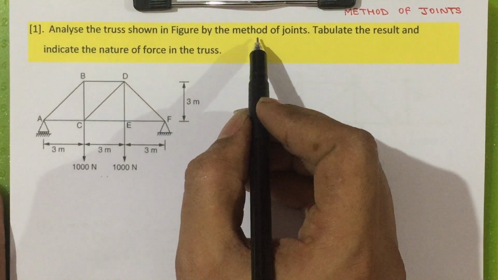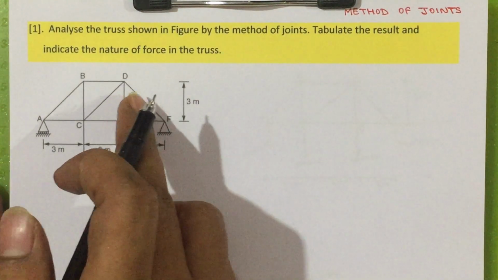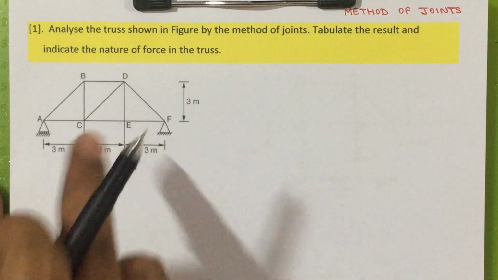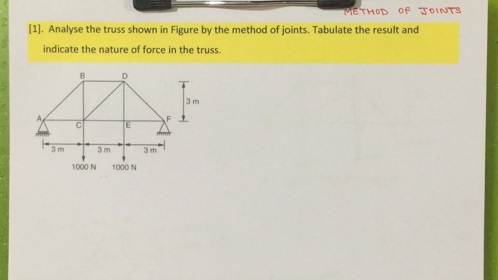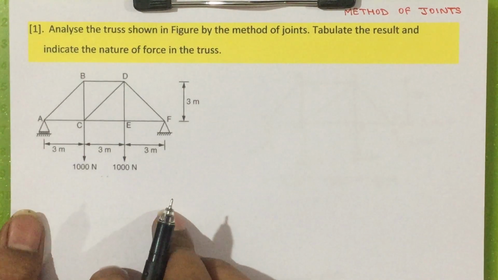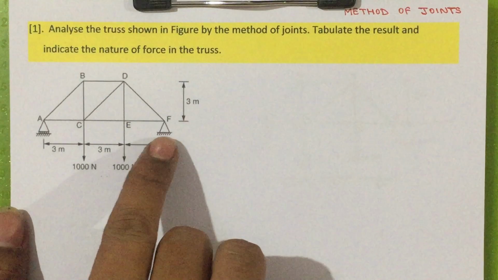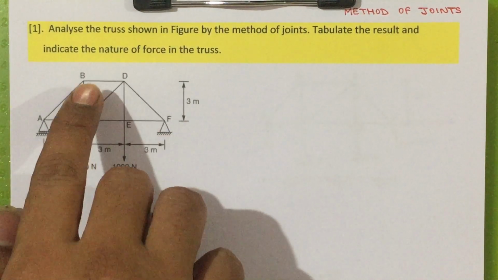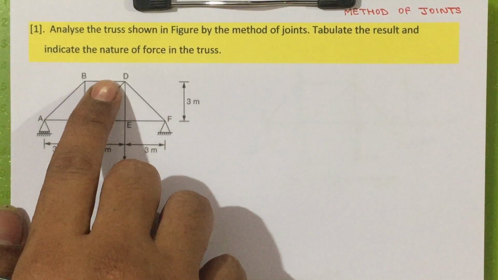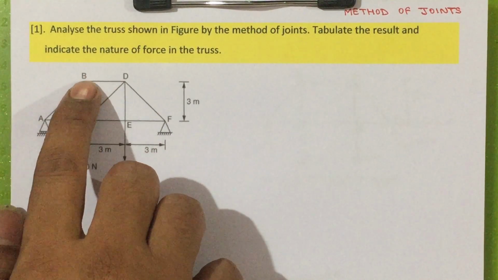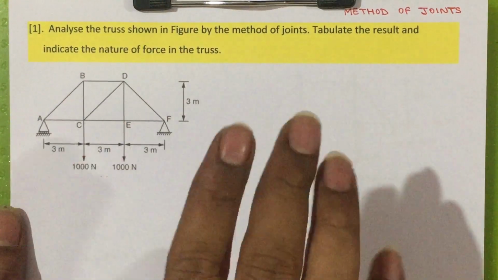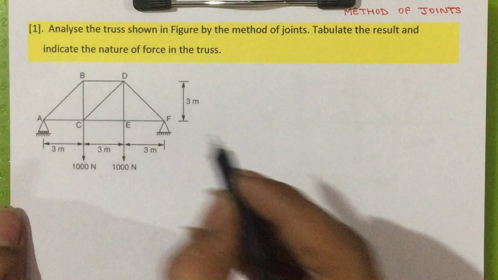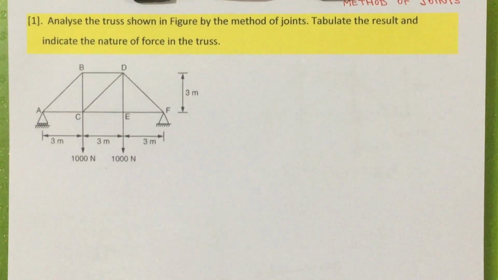Since they have asked to use the method of joints, we need to find the forces in all the members of the truss. For that, first we need to draw the free-body diagram. A free-body diagram is one where the support is replaced by support reactions, and if a UDL is given, it is converted into point loads and distributed to the joints. Everything else remains the same. So, I will draw the free-body diagram of the same.